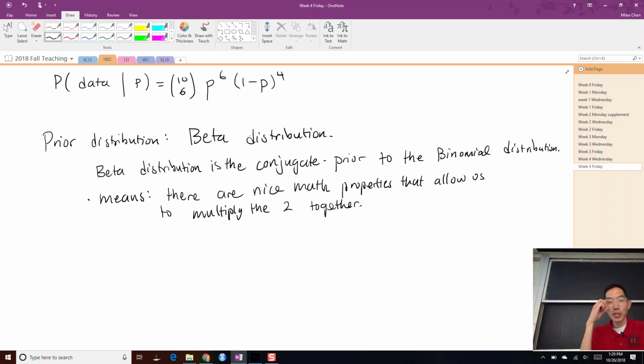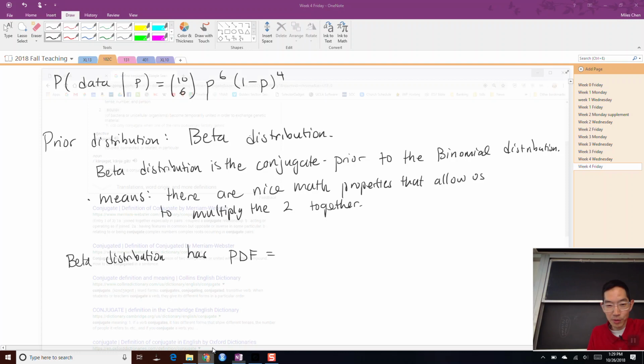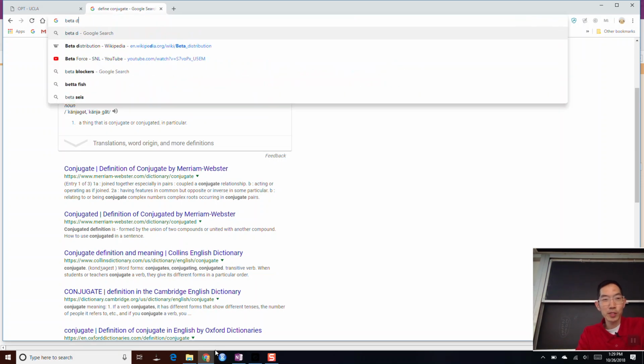So the beta distribution has PDF equal to, here, let's go to Wikipedia and look up the beta distribution.